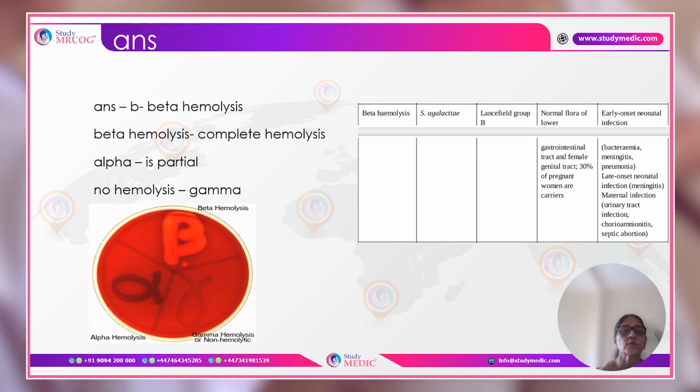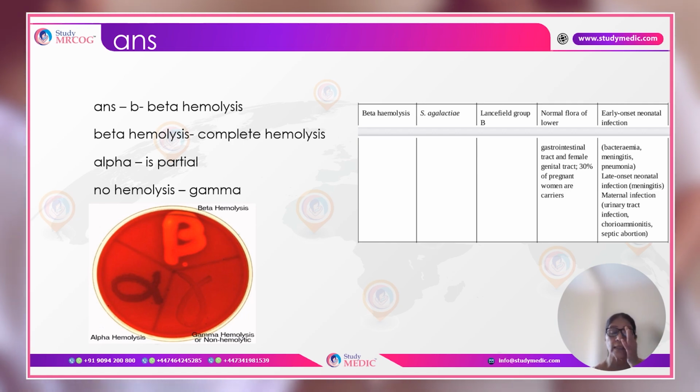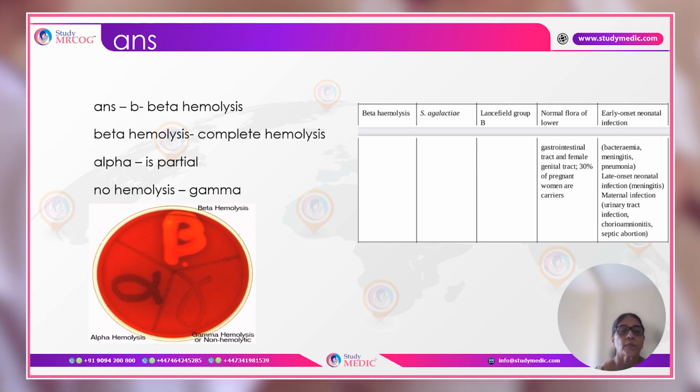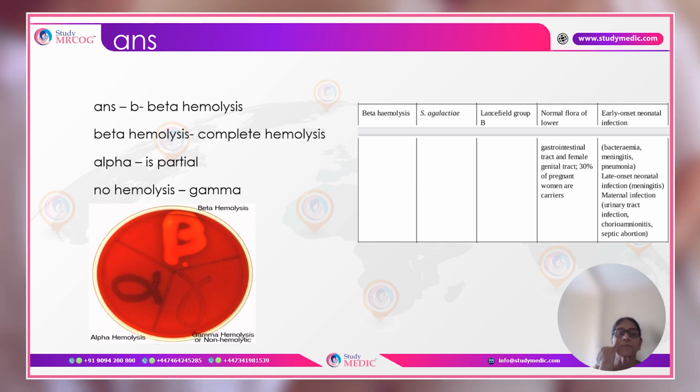If you see here, the entire blood agar has been completely lysed. So that is why this is a complete hemolysis. In alpha, it is not completely lysed, like you can still get some greenish streaks there. And in gamma, there is no hemolysis at all. Okay, so these are the three types of hemolysis that are seen.